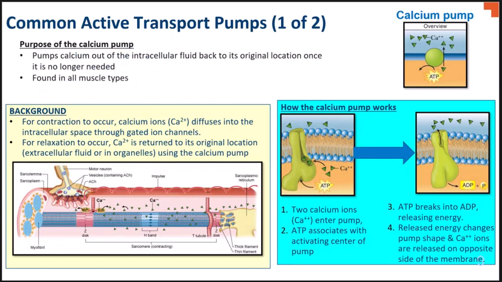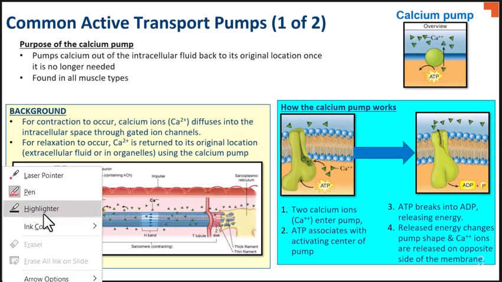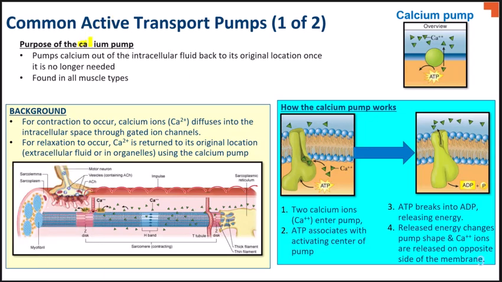We're going to talk now about two common active transport pumps that exist in the body. The first one that we're going to look at is called the calcium pump, and we're going to look at the purpose of this pump, really just introducing it. It will come up again when we look at the muscle unit, because these pumps are found in all muscle types, and calcium is something that's required for proper muscle function, but it still needs to be controlled.